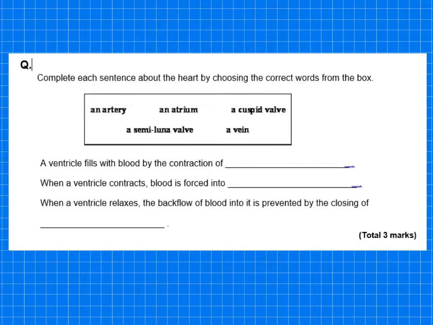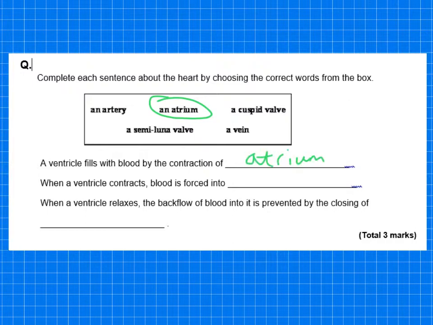This next question is usually going to be found in a foundation tier paper, where they want you to complete each sentence and they give you a choice of words. So the first sentence says a ventricle fills with blood by the contraction of, well, the ventricle will fill because the atrium will contract and push blood into the ventricles. So it's the atrium.